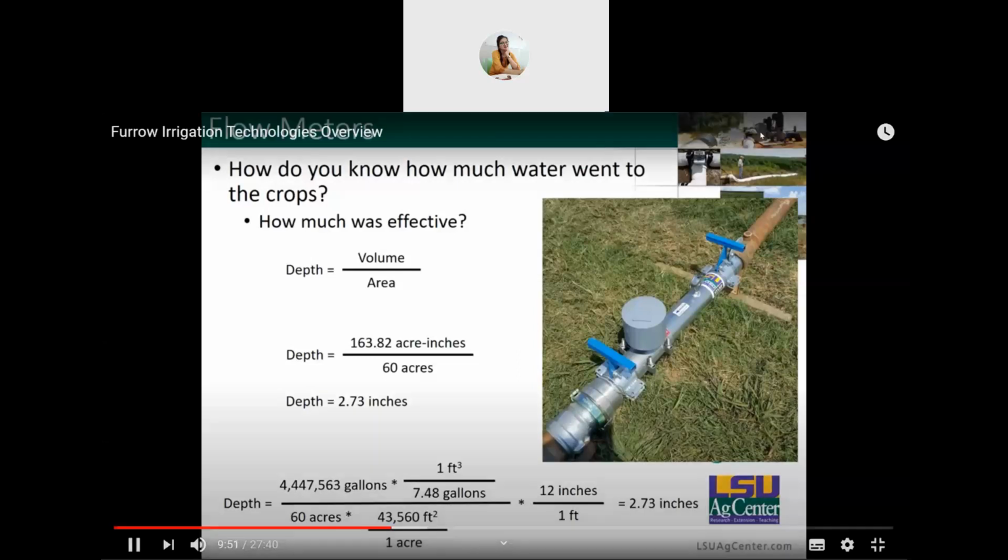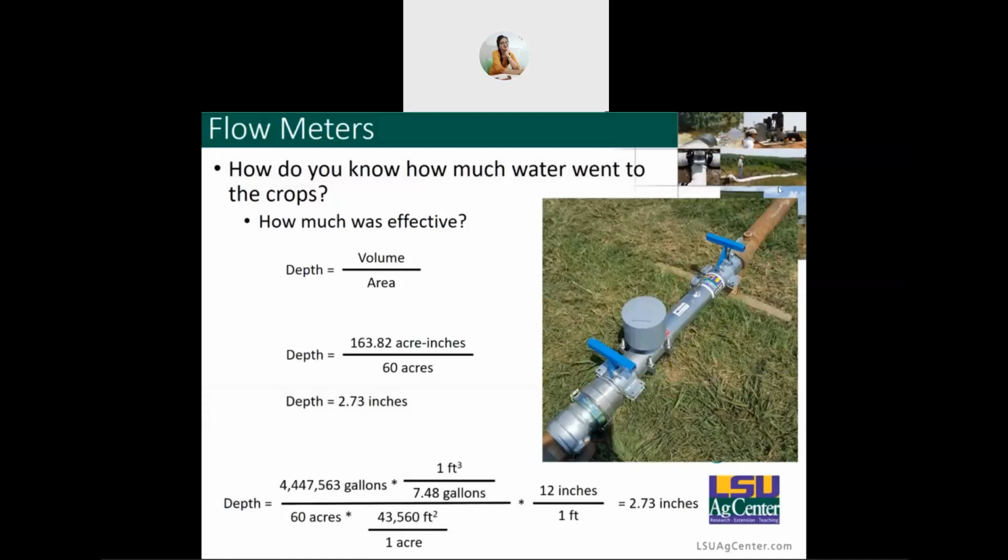Now, if my flow meter measured in a different unit, for example gallons, it just makes the conversion a little bit more difficult, but still very doable. On that bottom line, you'll see that my depth is equal to 4.4 million gallons, which I converted to cubic feet using the conversion of 1 cubic foot per 7.48 gallons. Then I divide by the 60 acres, which I convert to square feet using the conversion of 43,560 square feet per acre. And then I converted the feet that I have left to inches using a very simple 12 inches per 1 foot conversion, which also gives me the 2.73 inches.